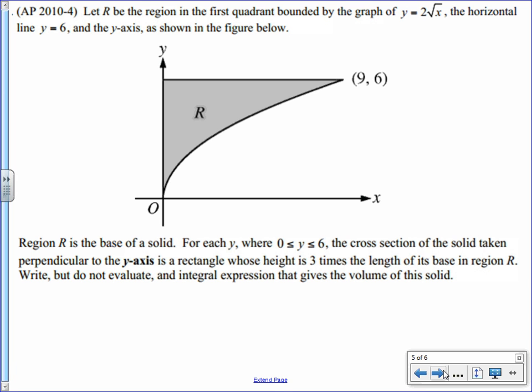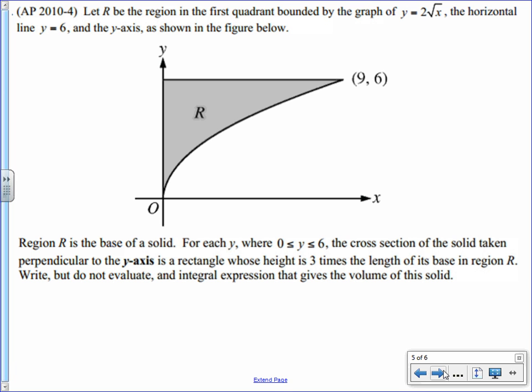So we have R as a region in the first quadrant bounded by 2 radical x, y equals 6, and the y-axis. And they actually gave you the picture. That was nice of them. Region R is the base of a solid. For each y between 0 and 6, the cross-section taken perpendicular to the y-axis is a rectangle whose height is 3 times the length of its base.